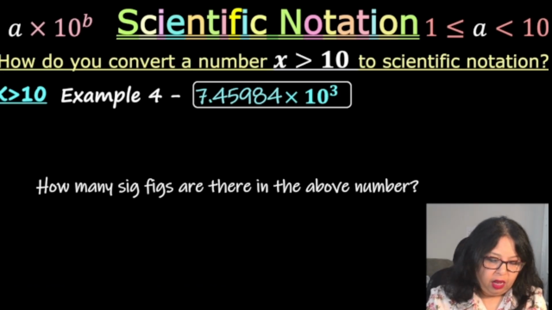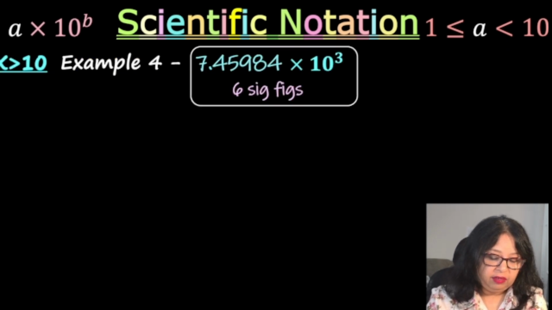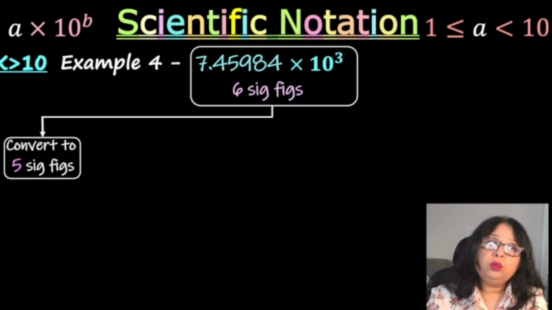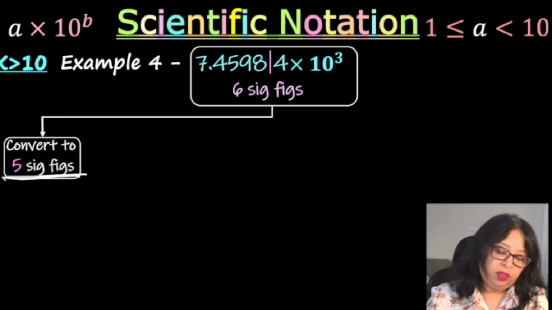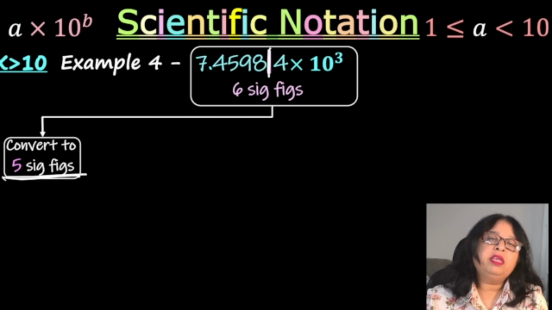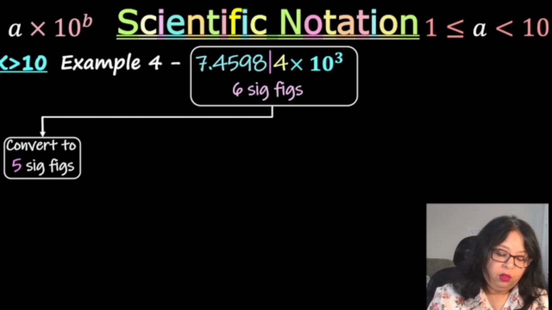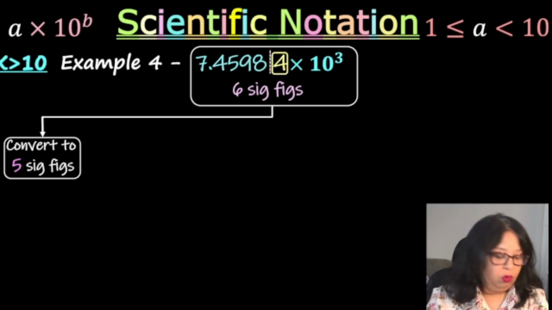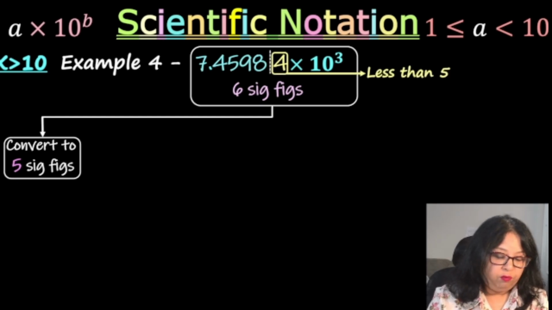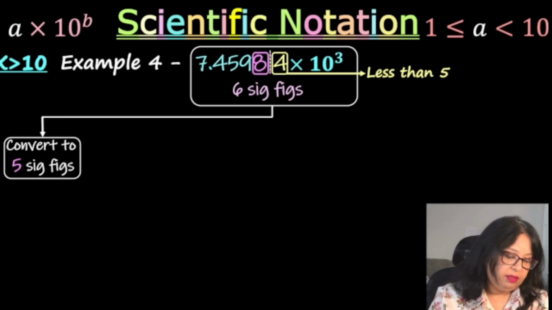How many sig figs are there in the number above? 1, 2, 3, 4, 5, and 6. 6 significant figures. Now we're going to do some rounding off. Round it off to 5 sig figs. Put this line such that there are 5 digits to the left of the line. Then look at the digit to the right of the line, which is 4. So 4 is smaller than 5, therefore it changes nothing. The 8 to the left of the line remains 8.